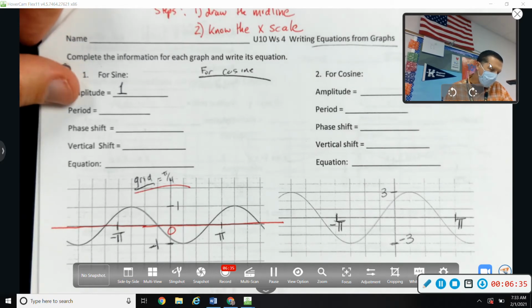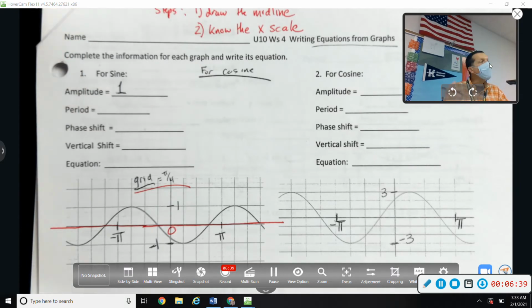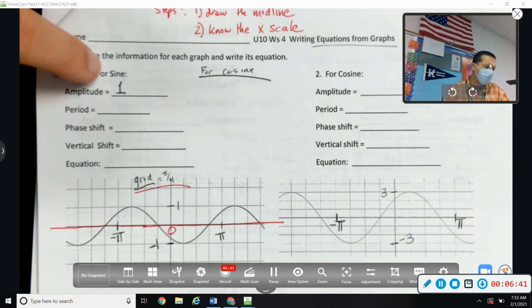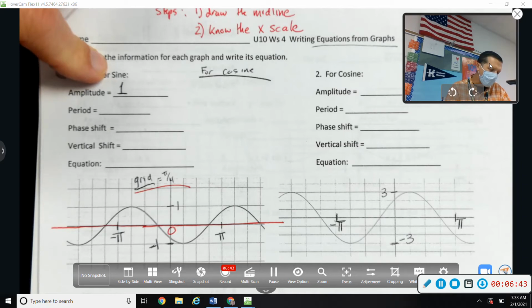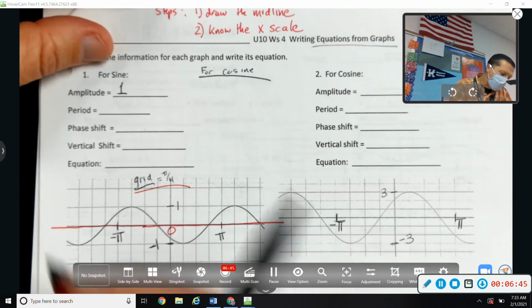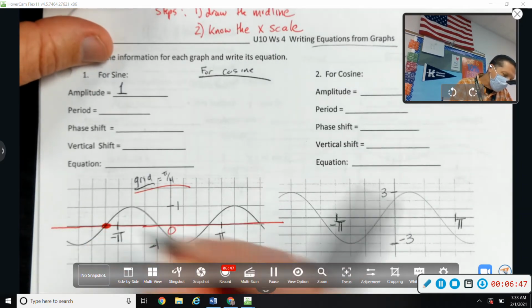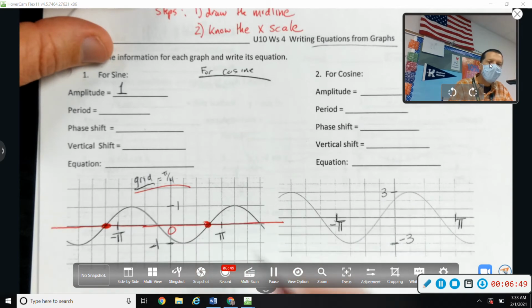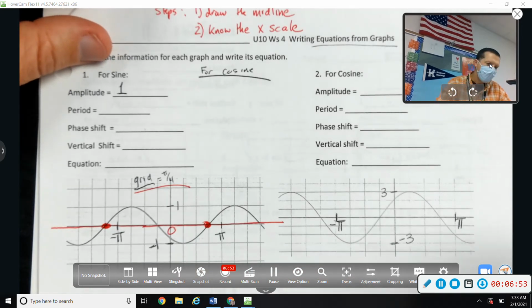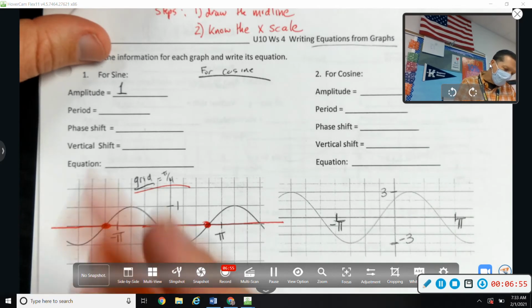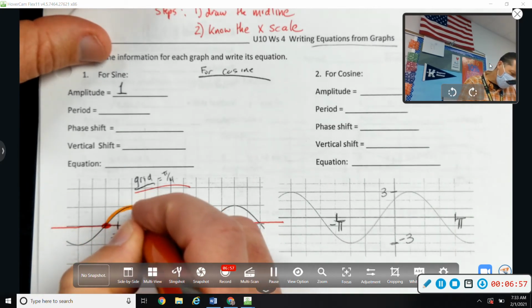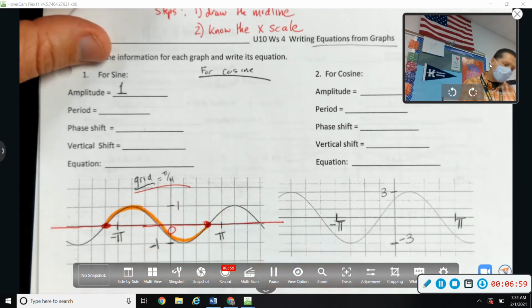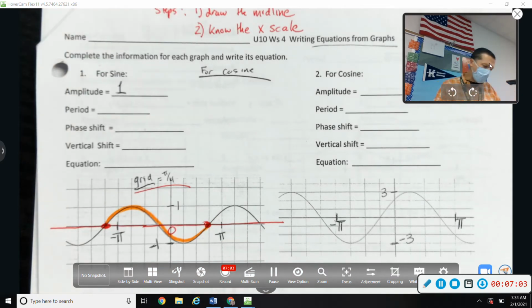All right, the period is from peak to peak. Even though it says for sine, I guess you could start, maybe that would be wiser. Sine starts here and starts over here. So if I'm trying to figure out the period, just overkill this here. So one cycle of sine would be that. And so how wide is that?